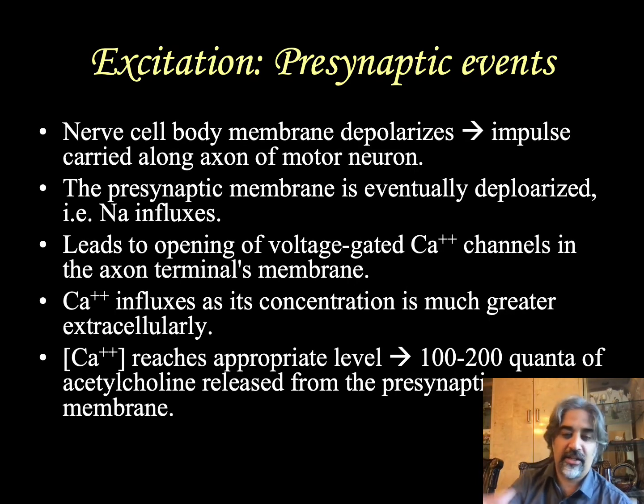So first, let's go back. The nerve cell body membrane depolarizes, and an impulse is carried along the axon of the motor neuron. When that happens, the presynaptic membrane is eventually depolarized, which means sodium is influxing. Because of that change in potential, the axon terminal is now positive, and that leads to opening of voltage-gated calcium channels in the axon terminal's membrane. This influx of calcium increases the intracytosolic calcium and causes vesicles of acetylcholine to be released from the presynaptic membrane into the synapse.